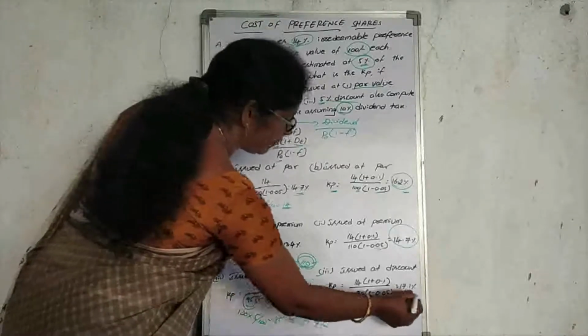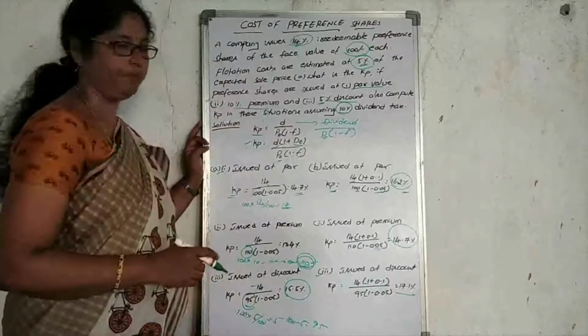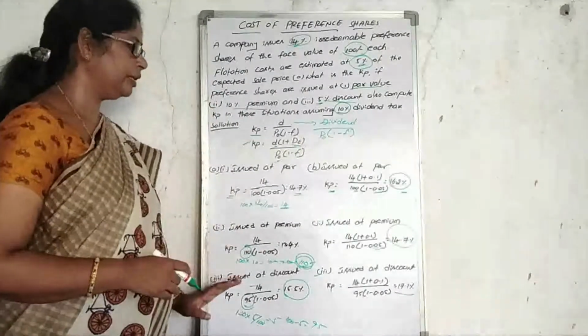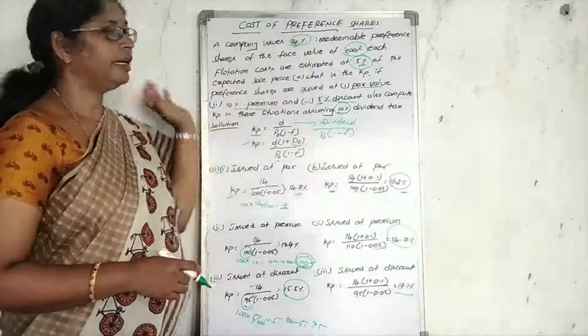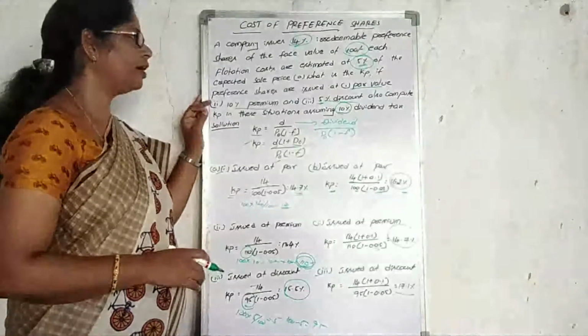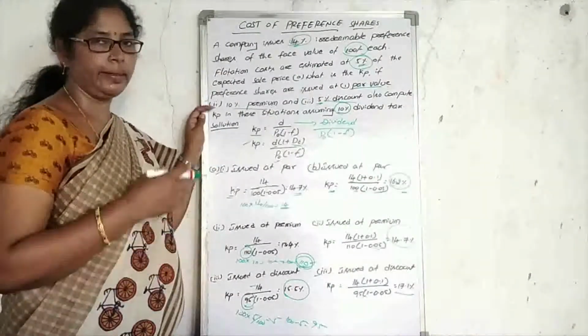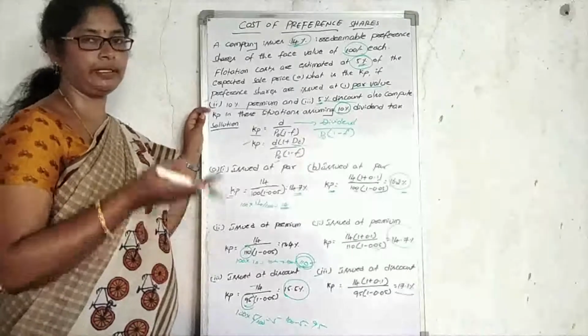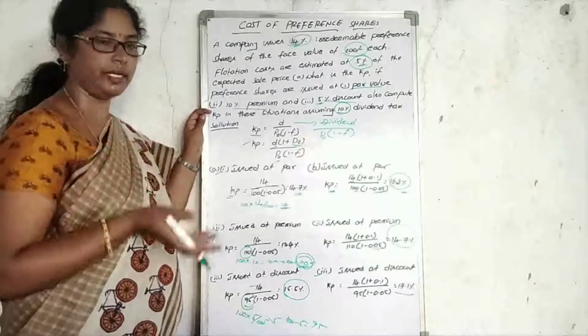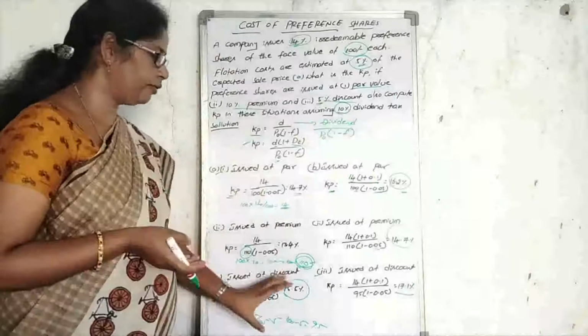Okay. When tax on dividend applies, 14 into 1 plus the tax rate of 10%, divided by 95 into 1 minus 0.05, that equals 17.1%. So this is the method in case they give irredeemable preference shares and ask you to calculate on the basis of par value, premium value and discount. This is the method we are going to follow.